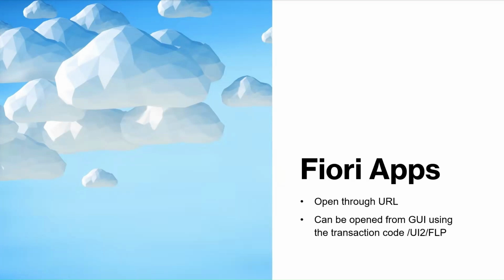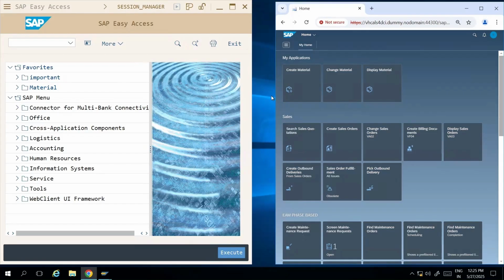Fiori is the web-based application for SAP. This will soon be the primary interface for SAP users going forward. The Fiori apps can be opened through a URL. They can also be invoked from the GUI using the transaction /UI2/FLP. This is a side-by-side comparison of how the user interface looks between SAP GUI and the SAP Fiori app.